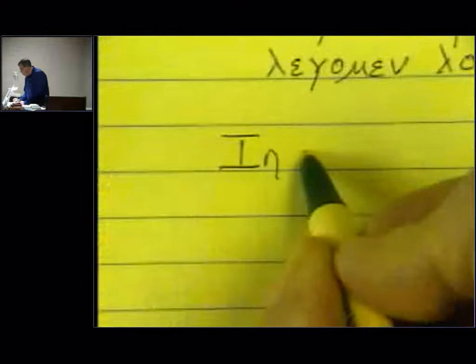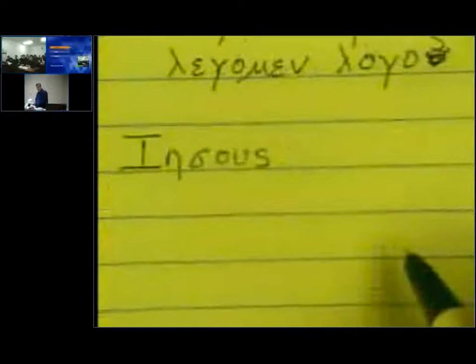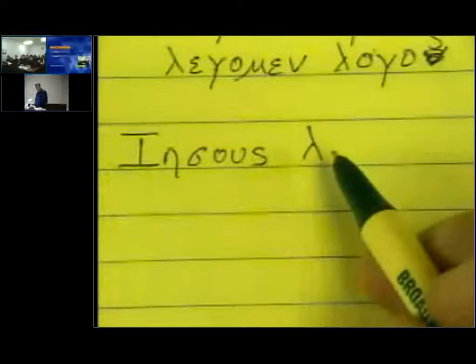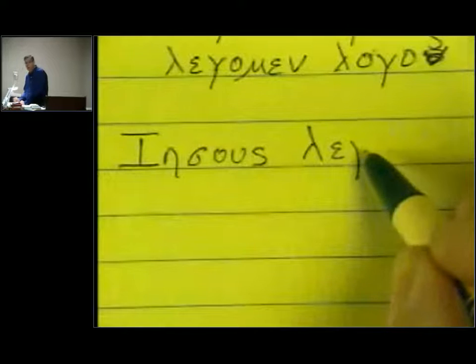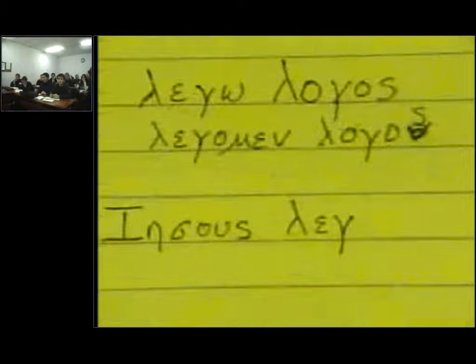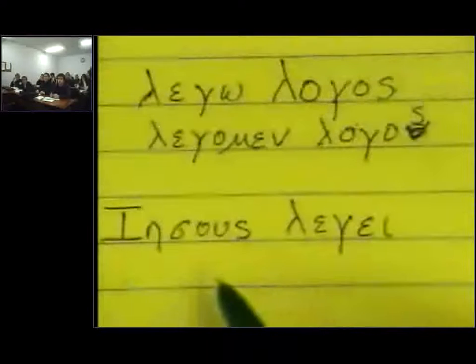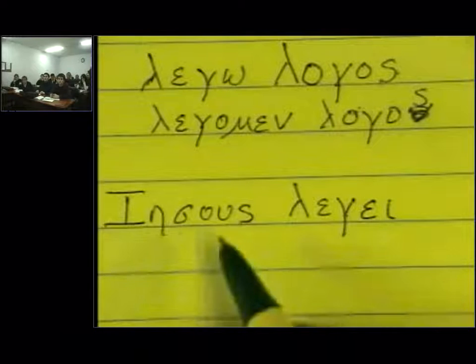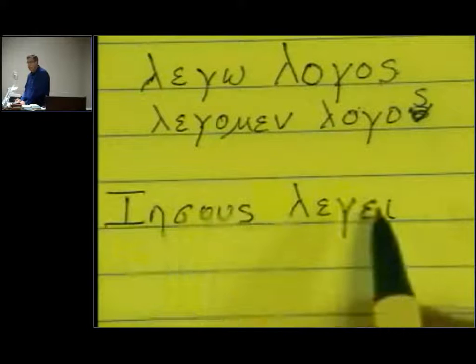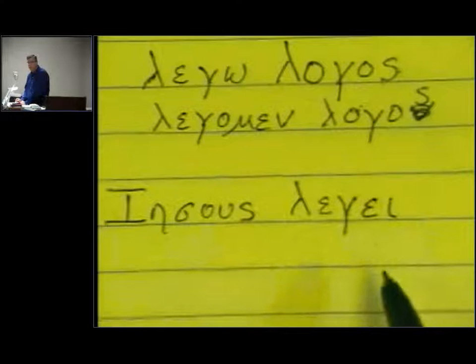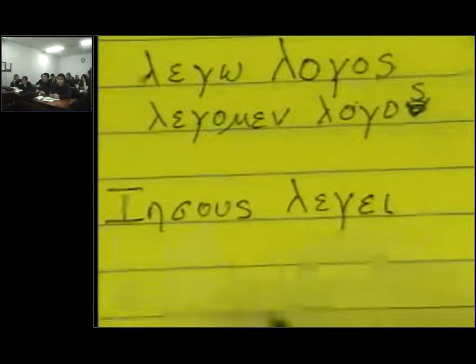Okay, so if we say Jesus here, who is that? Jesus. How would we write the verb if we said Jesus says? Lege. So literally it would be Jesus, he says. If Jesus is the one doing the talking, he's a he, see? So he says, Jesus says. This is really important stuff we're learning here, so focus.